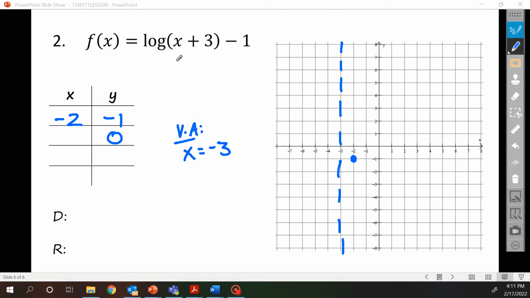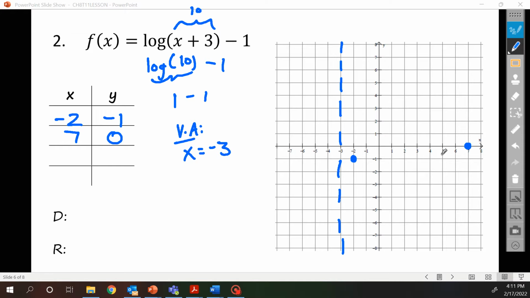So I need to plug in the next number that's going to allow me to take a common log. Essentially, since the base is 10, I now want this to be 10. So in order to accomplish that, I'm going to plug in 7. Because now I take the common log of 7 plus 3, which is 10, and subtract 1. Common log of 10 is 1, and 1 minus 1 is 0. So my next point would be 7, 0 over here.